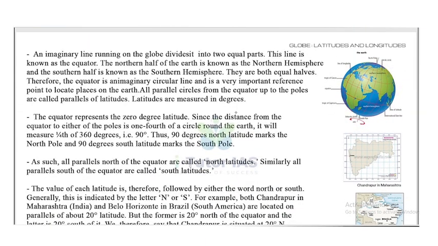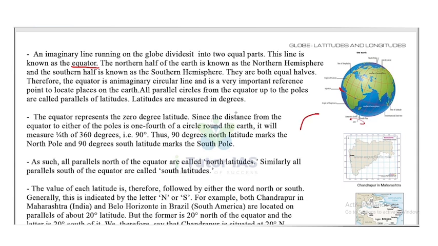An imaginary line running on the globe divides it into 2 equal parts. This line is known as the equator. So equator, this is important. An imaginary line running on the globe divides it into 2 equal parts. Look at this picture. This is a globe, a form of Earth, and this imaginary line is called the equator. This imaginary line divides Earth into 2 equal parts.